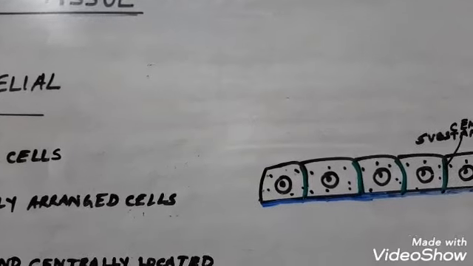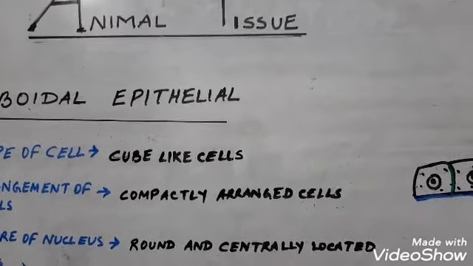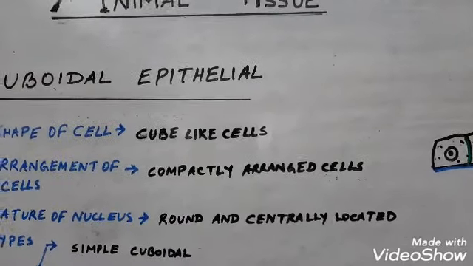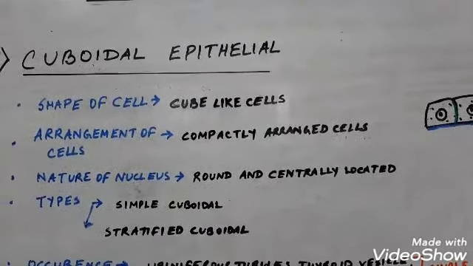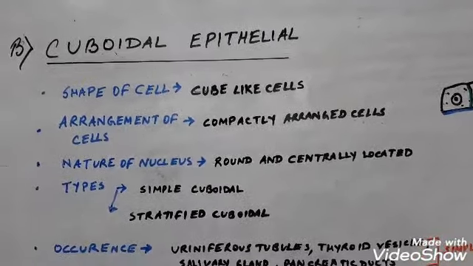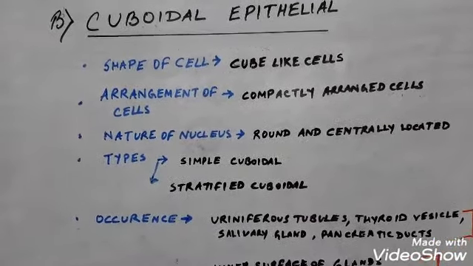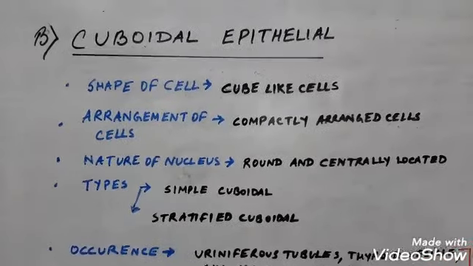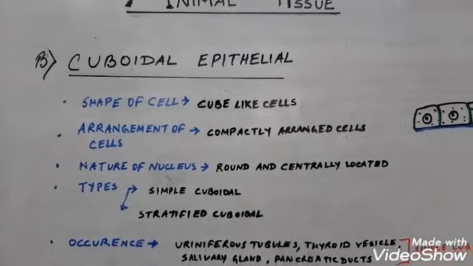Now what are the functions? Generally cuboidal epithelium is present in our glands, the stratified cuboidal. So they help in the secretion of gastric juices, secretion of hormones. They may help in the absorption process, excretion process, as well as they are helpful in gamete formation as germinal epithelial tissue. So these are the functions of cuboidal epithelium.